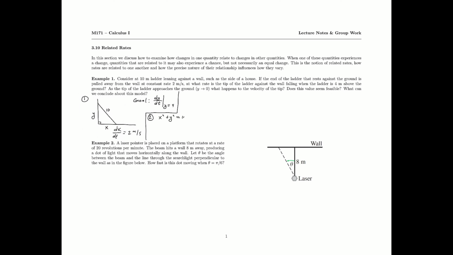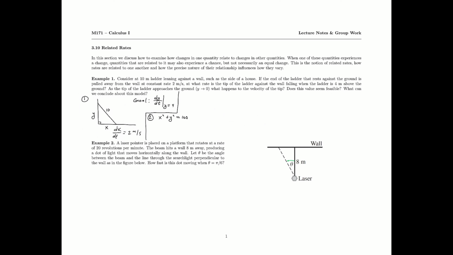A very common type of problem in related rates are problems that essentially boil down to the geometry of a triangle. It could be something like two cars going through an intersection. You want to know how fast the distance between one car and the other car is changing as the two cars travel. Well, that's a right triangle.